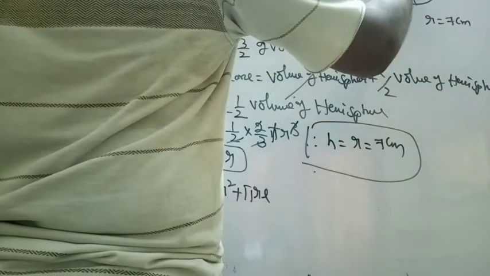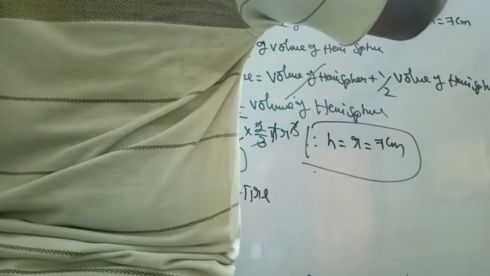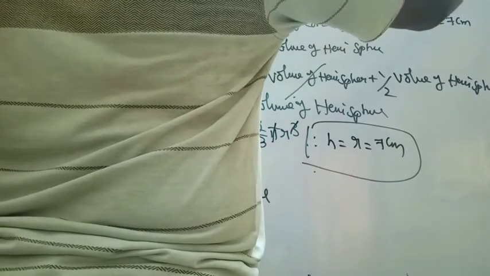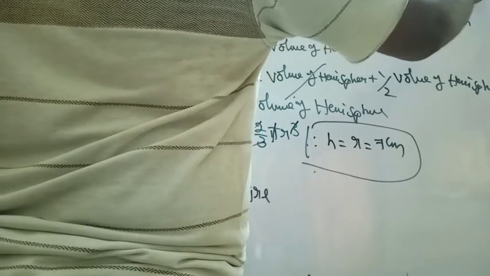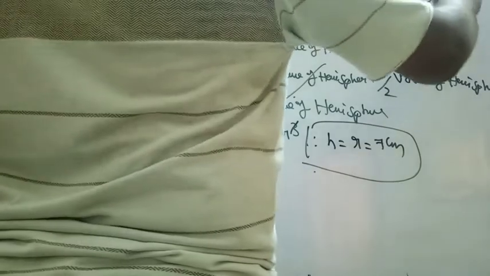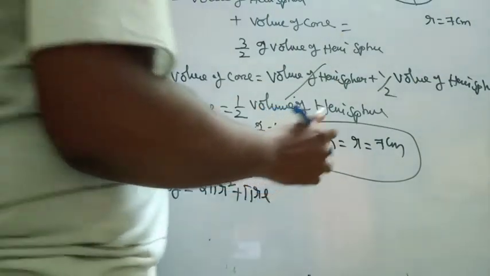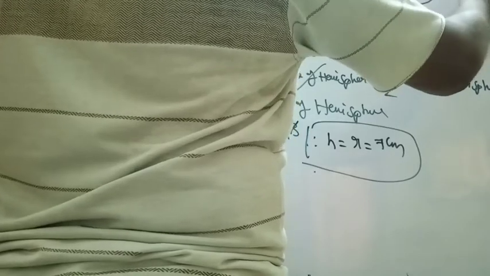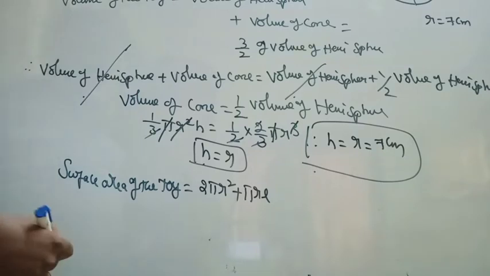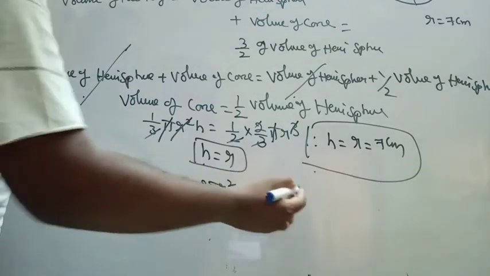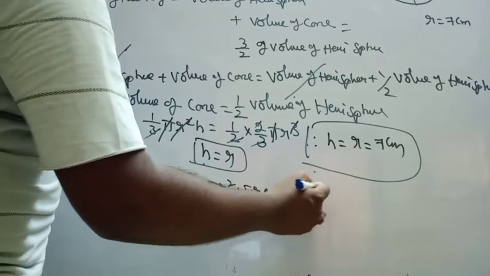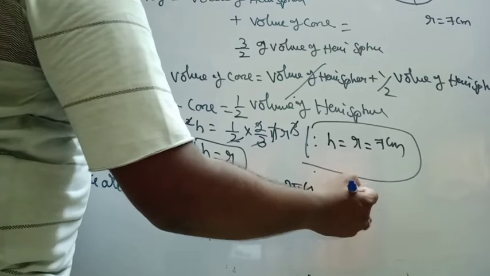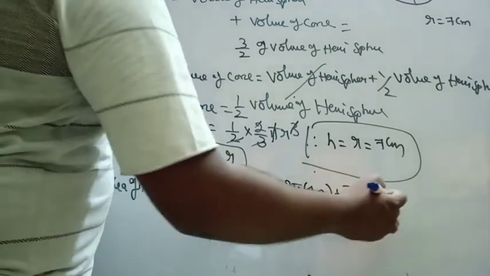Here r is 7 and the height is 7. Therefore the slant height l is root over 7 square plus 7 square, which is root over 2 into 7 square, that is 7 root 2. Now simplify: 2 pi r square, where r is 7, square is 49, plus pi into r, which is 7, into 7 root 2.